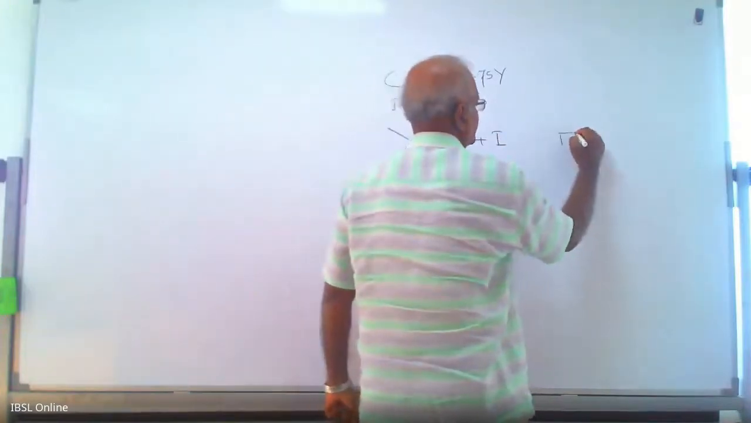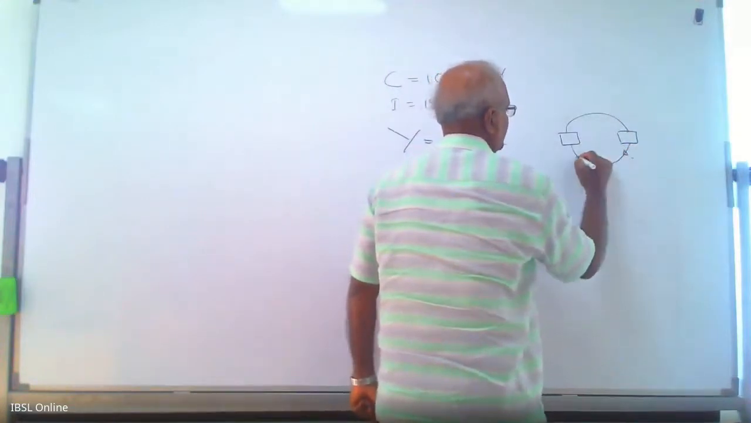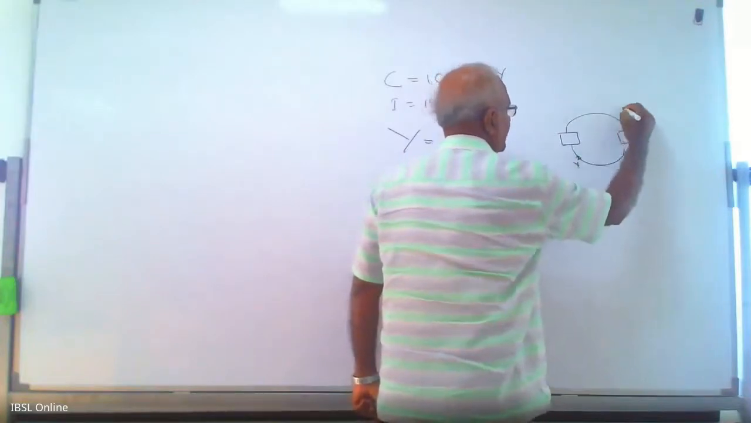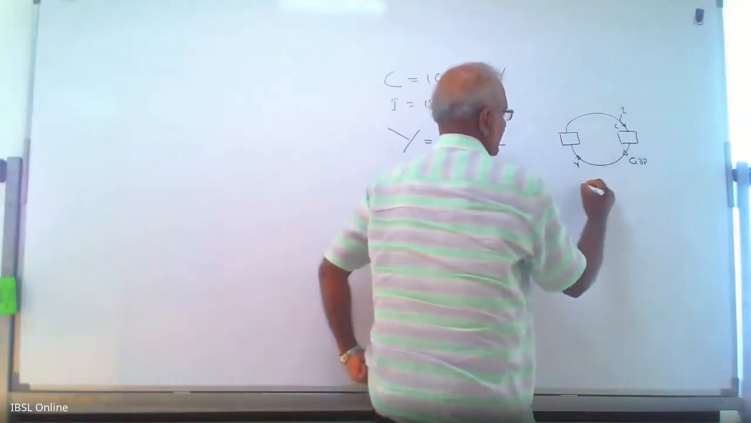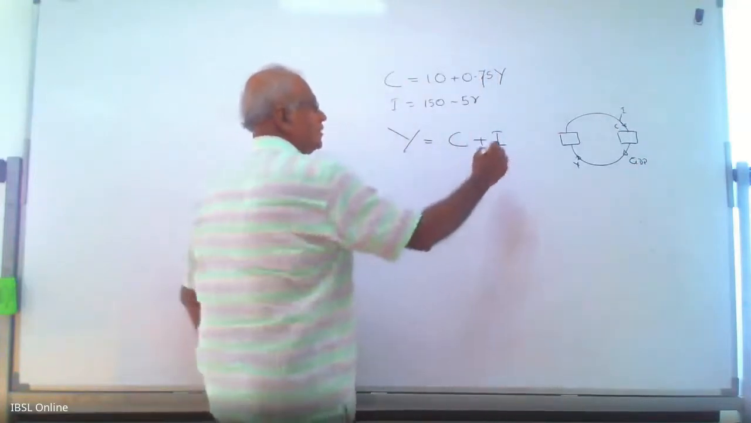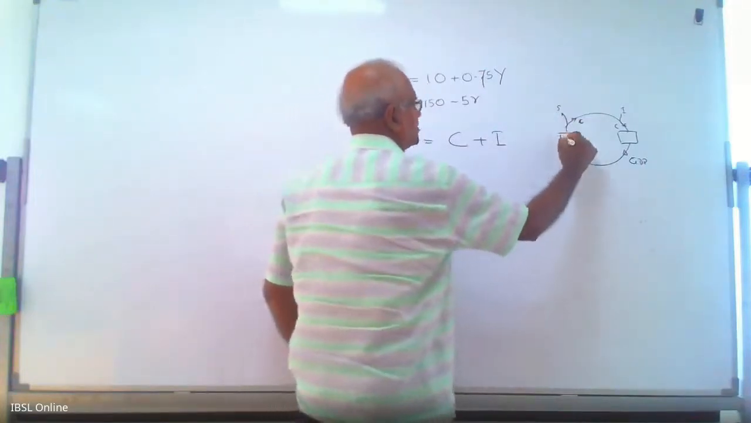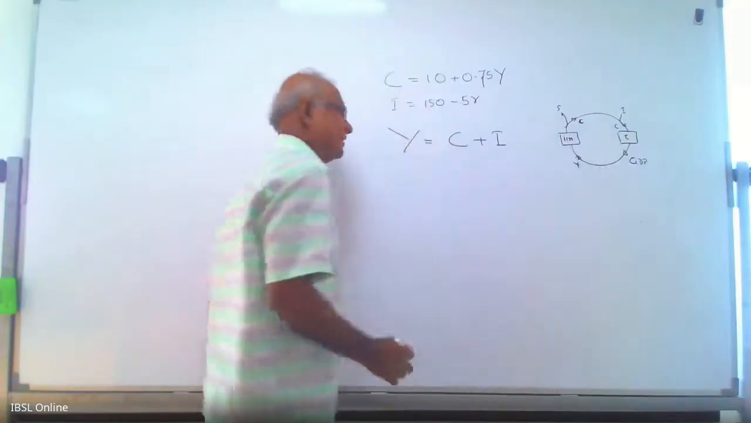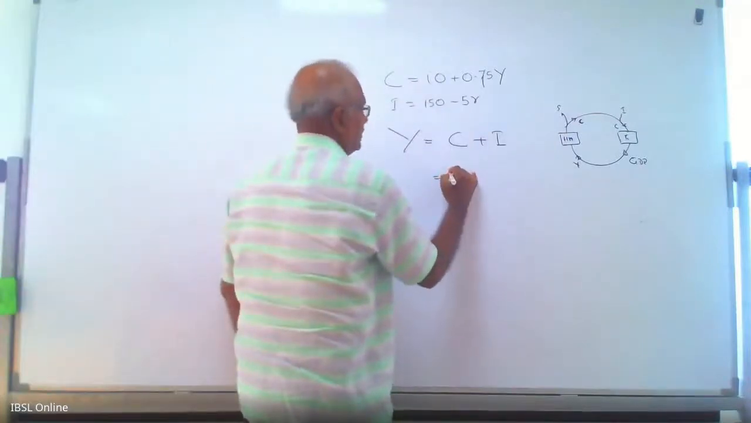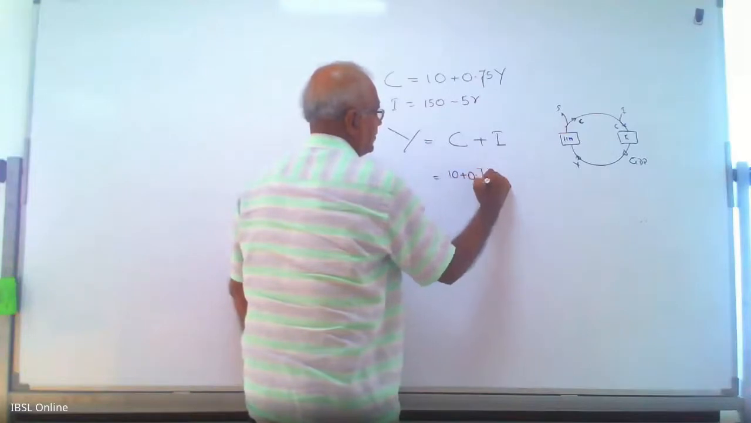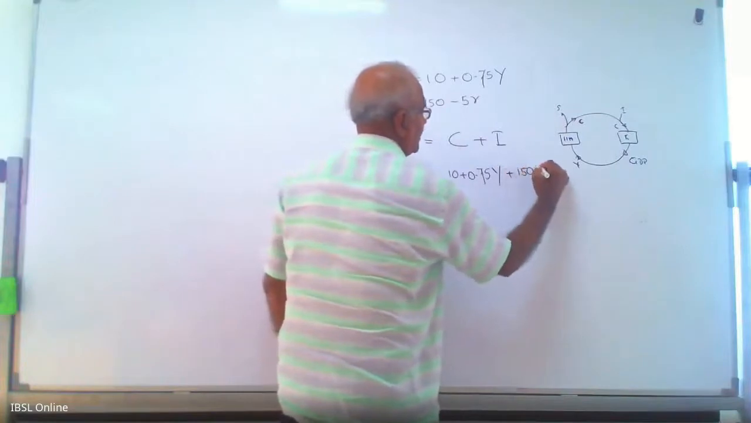You have only two sectors. This is Y. This is I. C plus I, GDP. Y equals C plus I. Consumption and savings. Households and the firm. Two sectors. Now this is the equation. We substitute 10 plus 0.75y plus I, 150 minus 5r, Y.